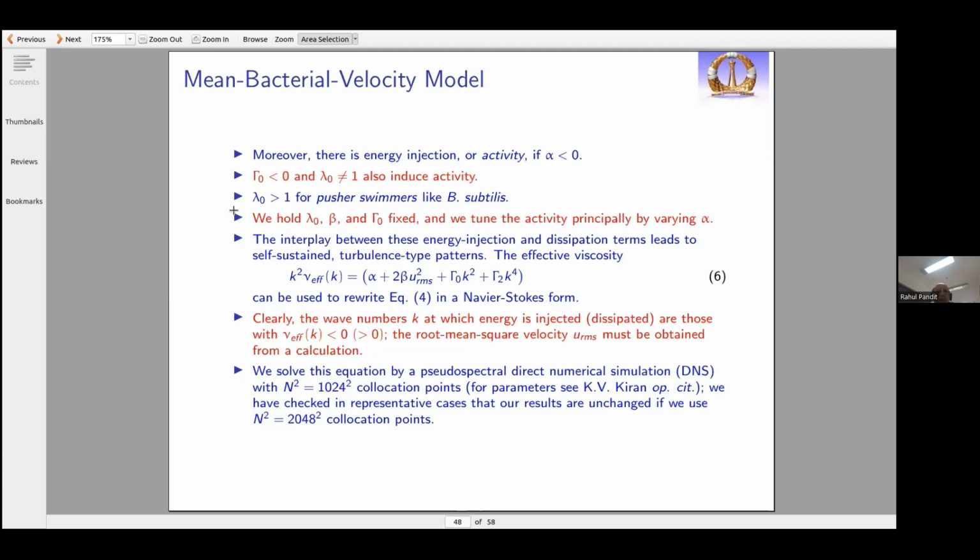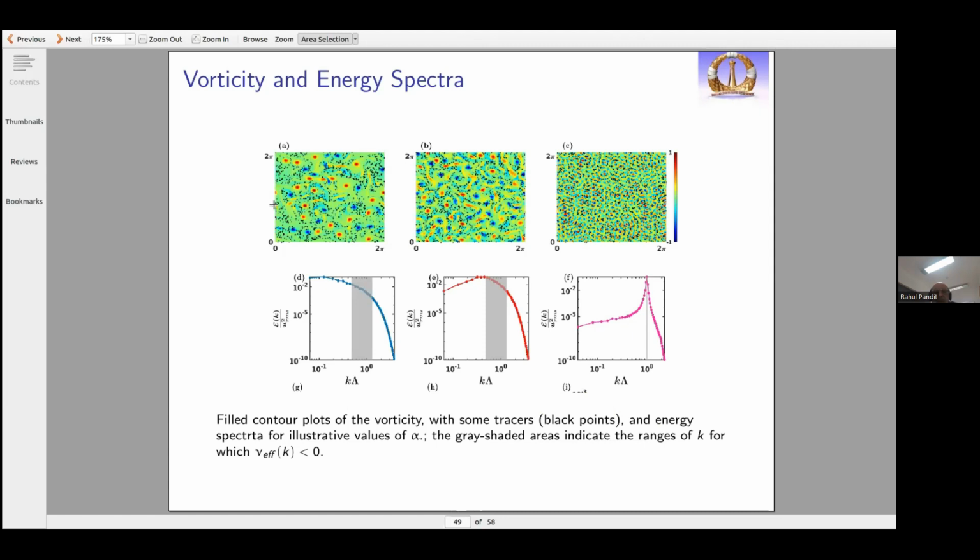So we've done several runs, and I will not tell you exactly, but this is what things look like. I haven't put all the parameters there in the paper, but I can tell you for different values of alpha, these are the vorticity fields. And I have put in some black dots to show you that we've put in some Lagrangian tracers. And over here below this, I have put in the energy spectra. And the gray shaded region is the region of K where nu effective is less than 0, so where energy is being pumped into the system, and clearly that affects the sizes of your vortical patches and so on.